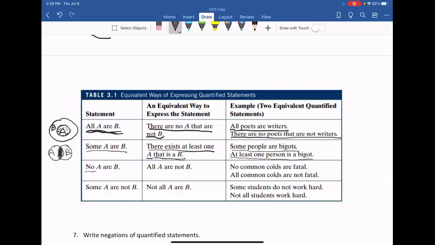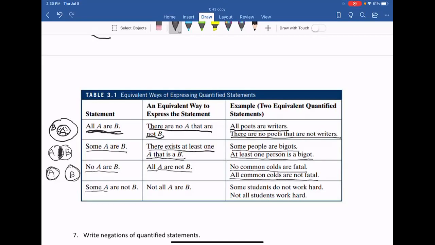Next one, no A are B. What's the meaning of this? That means A and B have no intersection. No A are B is equivalent to all A are not B, because all of A is outside B. The example, no common colds are fatal, is equivalent to all common colds are not fatal.